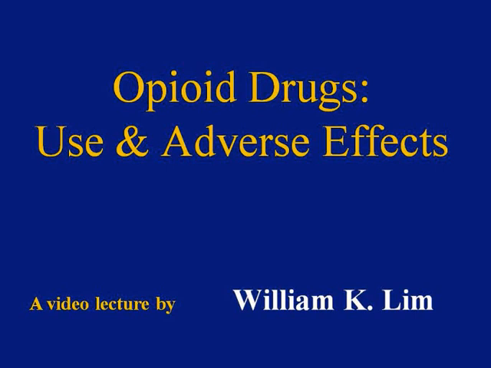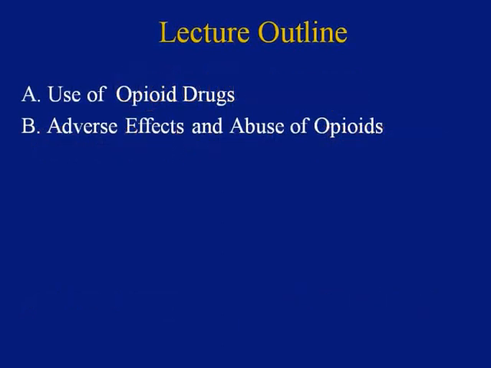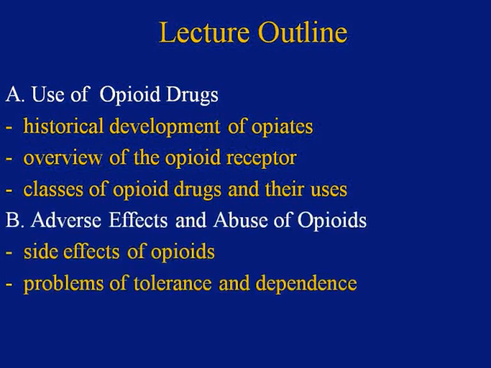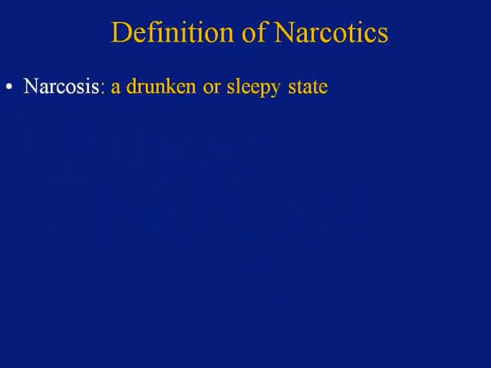Alright, so welcome to the lecture on opiate drugs, use and adverse effects. So we're going to consider two sections. One, the use of opiate drugs, and then the adverse effects and abuse of opiate drugs. In the first section, we'll look at the history, we'll look at the overview of different types of receptors, and then the different classes of opiate drugs. And then in the second part, we'll look at the side effects of these drugs, and then the problems of tolerance and dependence.